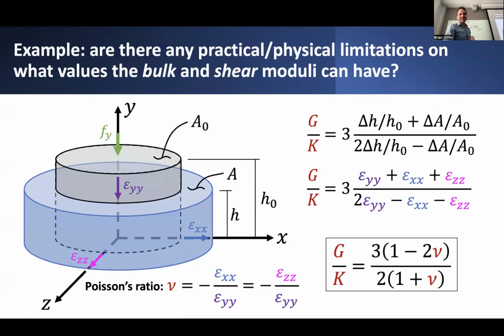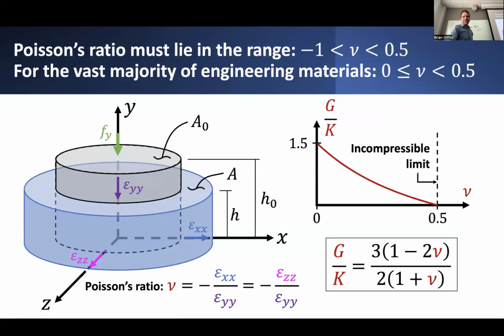What's interesting is that we can take a closer look at this relationship between the ratio of the shear and bulk modulus, and the Poisson's ratio. So let's do that. Let's consider what happens if we plot, in an XY diagram, the Poisson's ratio on the x-axis, and this ratio of G over K on the y-axis. And let me move my face out of the way. There we go. That's better. Okay, so let's see what happens.